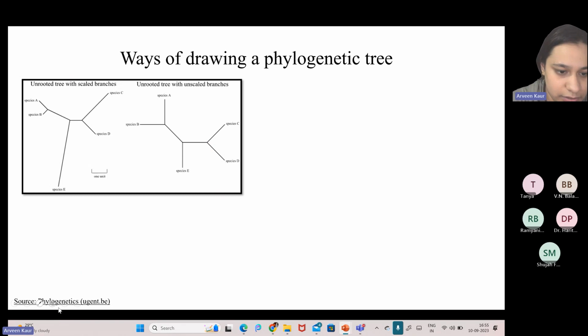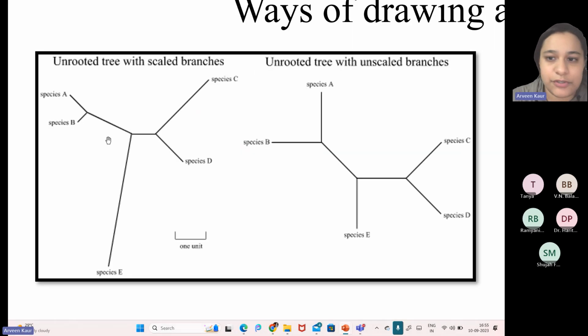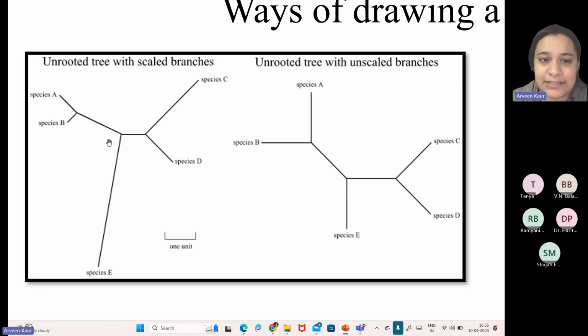Okay, let me just get a zoomed in view. If you just zoom in into this particular space, you will not be able to tell which one is the root. For example, did species A come first, after that species B is coming, or species E came first, after which all of these species are coming? You are unable to explain that in such a phylogenetic tree, and such trees also exist.